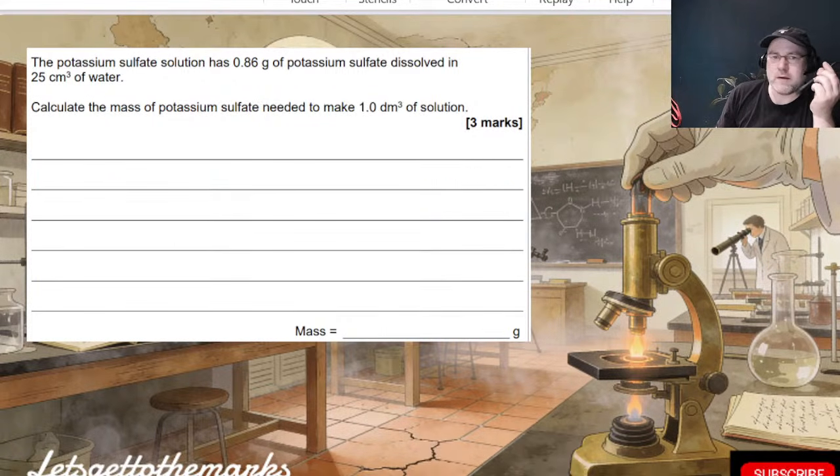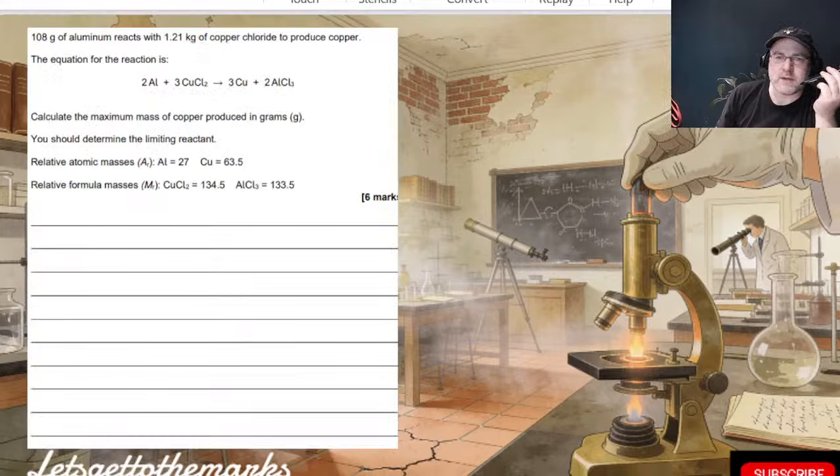Okay, no. Where are you, titration? Maybe I don't have a titration here. I don't think I've got a titration question. I'm going to have to bust one up for you.